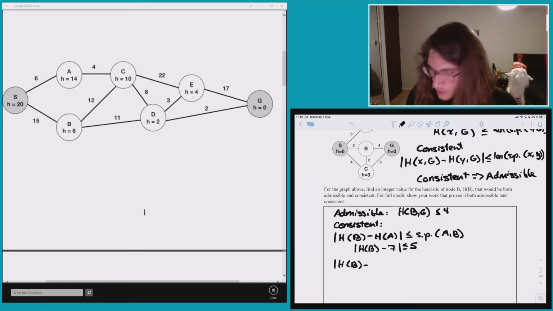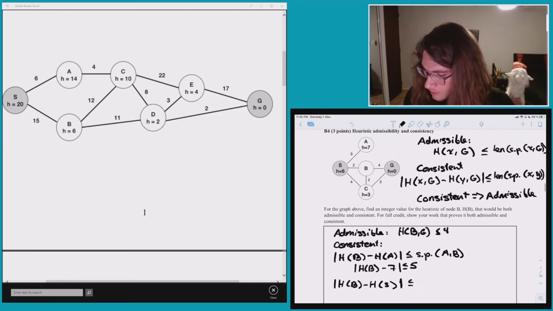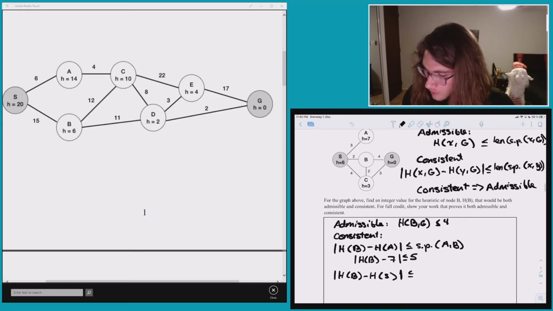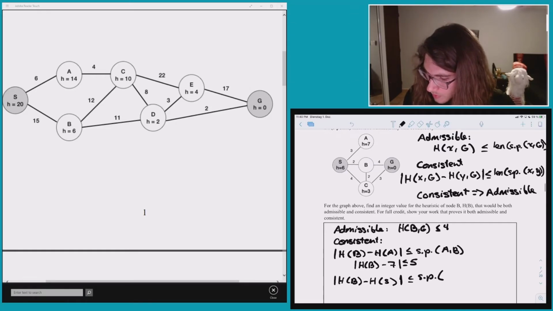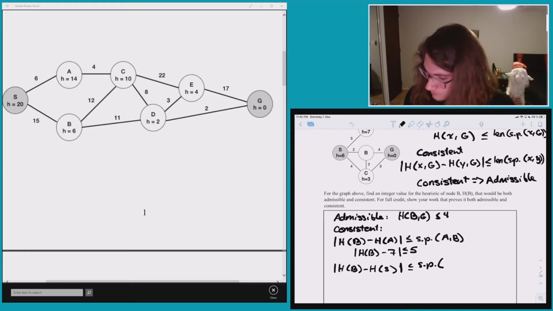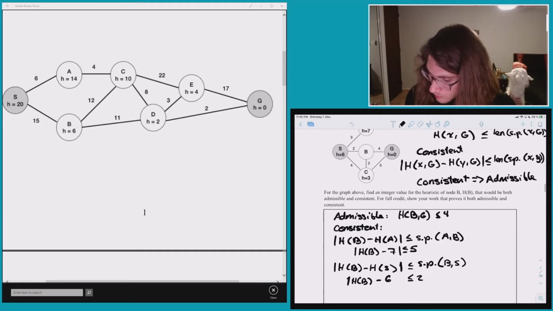H of b minus h of s less than or equal to the shortest path between b and s, and that's 2. This is h of b minus 6.